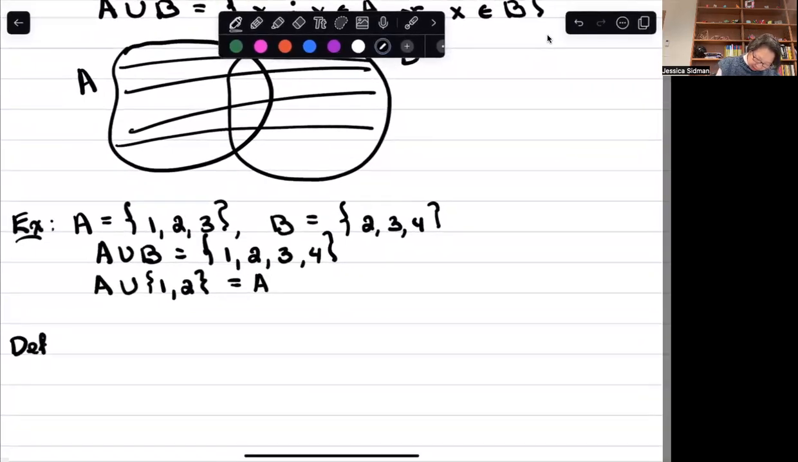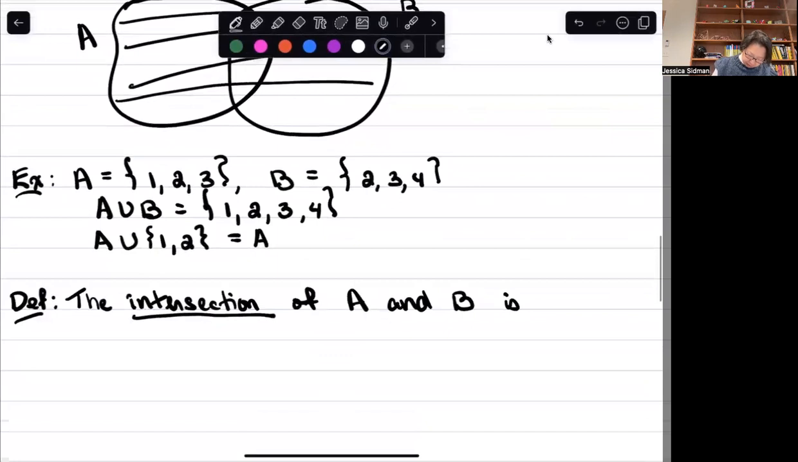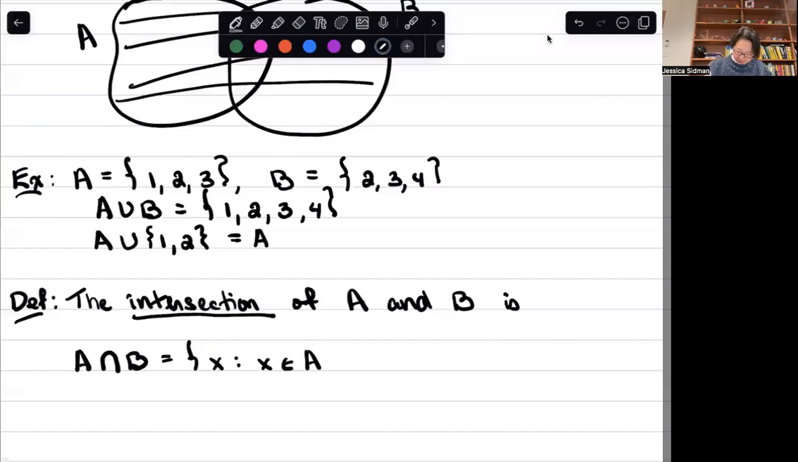Then there's the intersection. The intersection of A and B is denoted A, and here we turn that union sign upside down, A cap B, and it's the set of all x such that x has to be in A and B. It has to be in both of them. So x is in A and x is also in B.